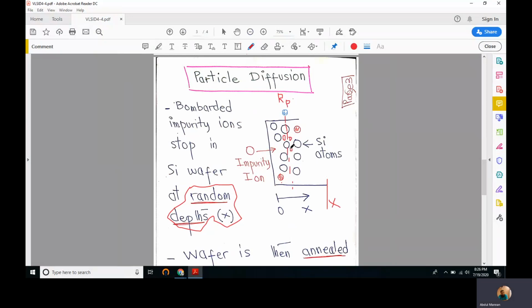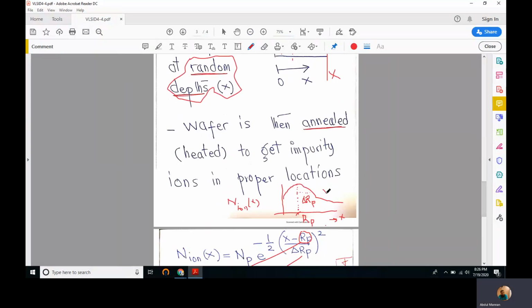And as we move away from this vertical line, the number of impurity ions decreases. There'll be a very small number of ions just at the border, and a very small number of ions when small x is equal to capital X, deep. Very few ions will be in the beginning and in the end. The majority of the ions will be in the middle, and the distribution along x would look like this.